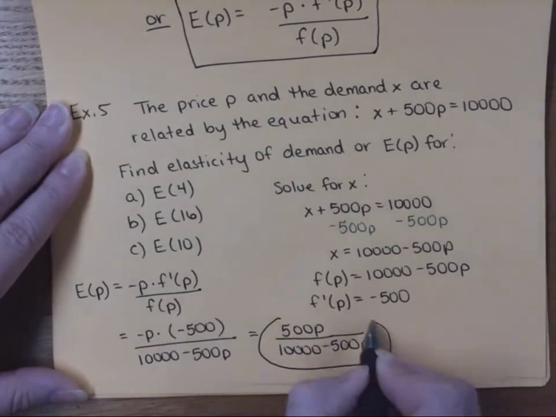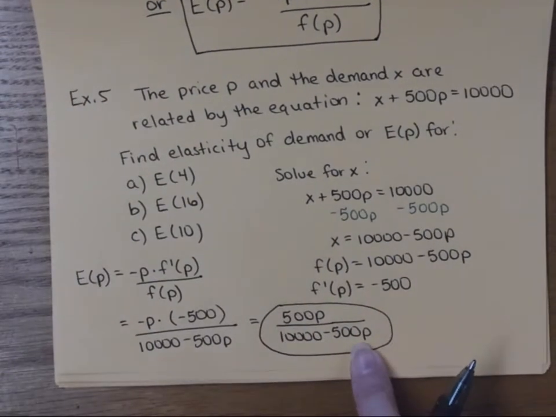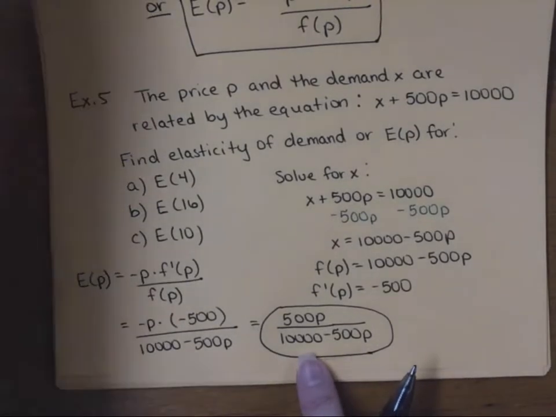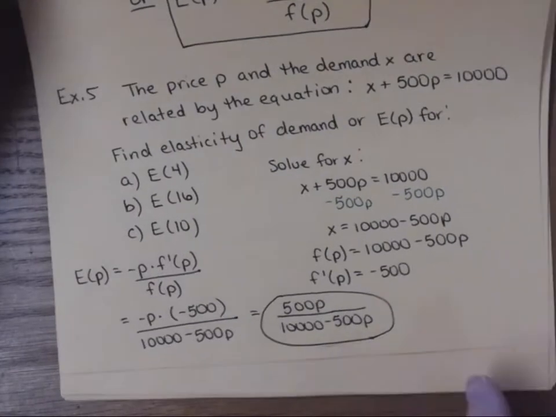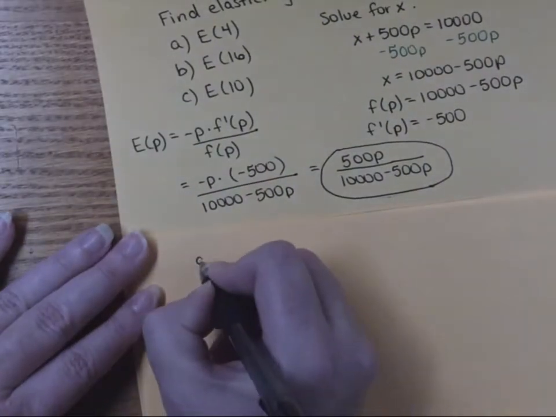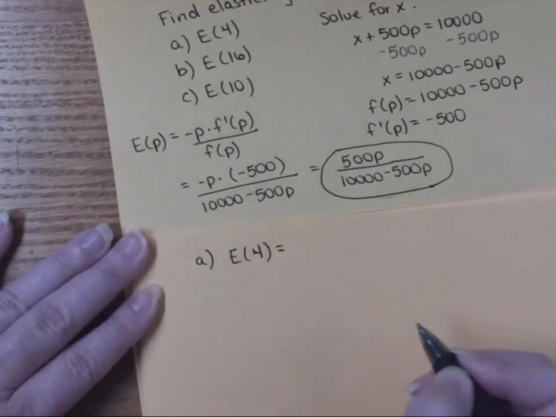So I'm going to circle this just because that's the equation we're going to use. By the way, don't do anything goofy and try to cancel out 500p's. You're not allowed to do that. You can only cancel things like this when there's a common factor in everything. So technically we could simplify this a little bit, but I don't think it's necessary to understand this problem. So I'm just going to leave it as is.